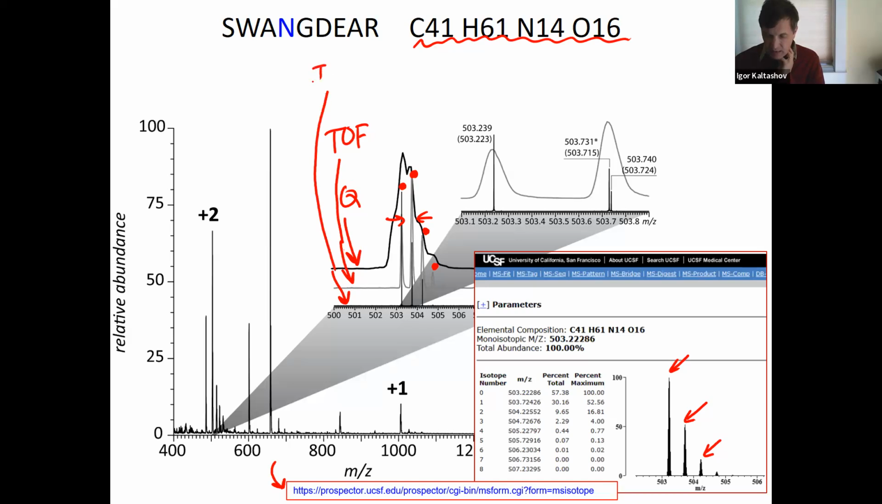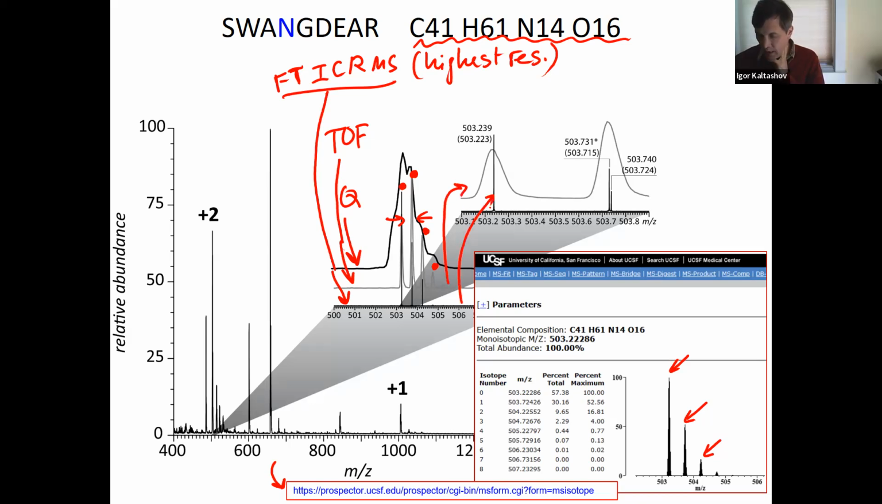And this is ion cyclotron resonance, FT-ICR. So FT stands for Fourier transform ion cyclotron resonance MS. So this is highest resolution. Okay, and so these two traces are shown here.